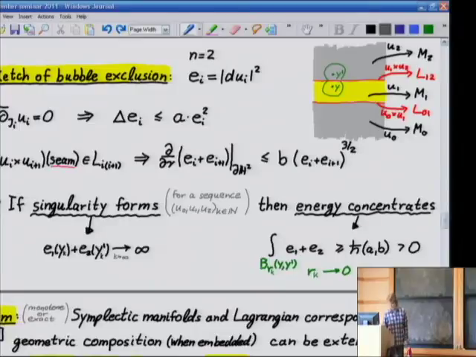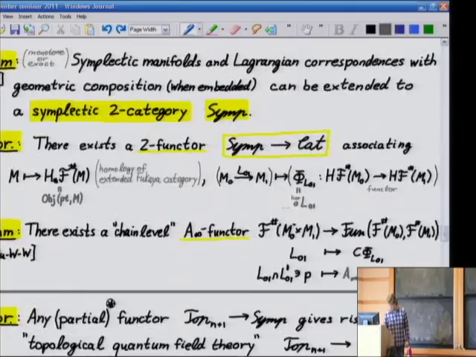Okay, good. So I should wrap up with the theorems. This bubbling problem is the reason that I'm writing monotone or exact here. So for now, I need some pretty severe assumptions on my symplectic manifolds under which I know that once energy concentrates, there cannot be any more solutions, essentially.